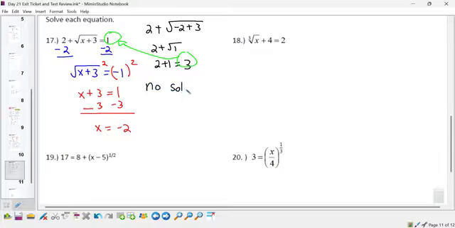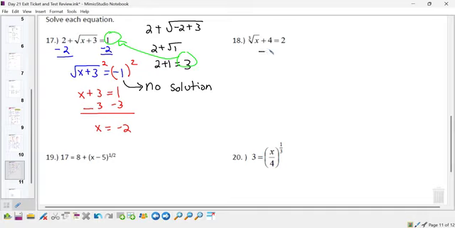Now, you could have stopped at the blue. You do not need the red. You can realize that the square root of x plus 3 can never yield us -1 and immediately go to no solution, and that is perfectly acceptable.